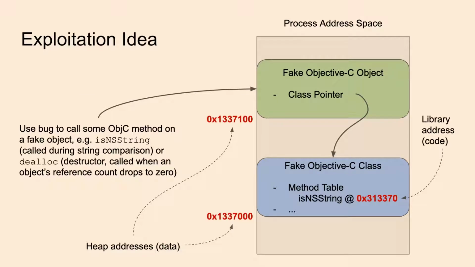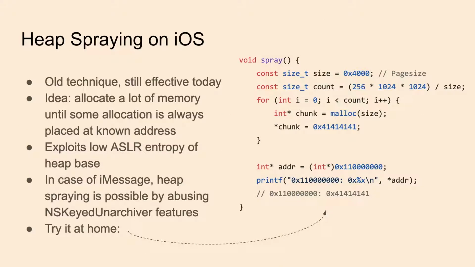We're going to divide it into two parts. So the heap addresses, we get them in a different way than the library addresses. So let's see how we get heap addresses. It's really simple, honestly. What you can do is heap spraying, which is an old technique. It's, I think, 15 years old, maybe. And it does still work today.